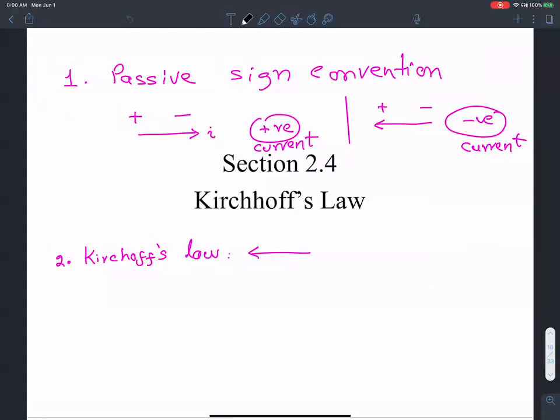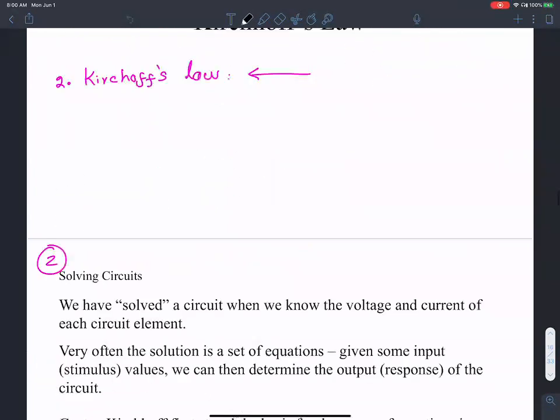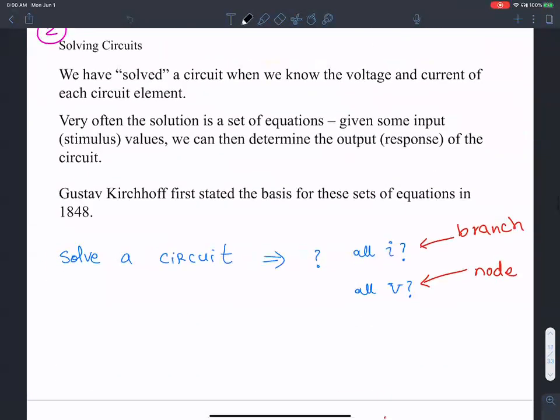Rather quickly, let's review what we did in the last class. Well, we continued looking at different analysis techniques, right? So we started off with Kirchhoff's laws in the last class. There are two laws, Kirchhoff's current law and Kirchhoff's voltage law. Any given circuit has branches. So when you're looking at branches, branch currents are what matter. When you're looking at nodes, nodes have voltages.